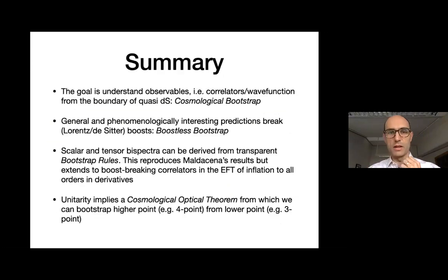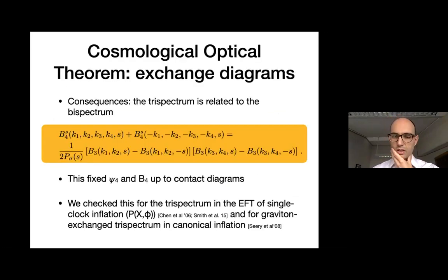Sorry, I want to get to my summary, and then maybe we get back to discussing these issues. We also checked that this works for the graviton exchange trispectrum in canonical single field inflation, as computed some 12 years ago. And it works. This relation works both for exchange of scalars and for exchange of spin-2 massless particles.